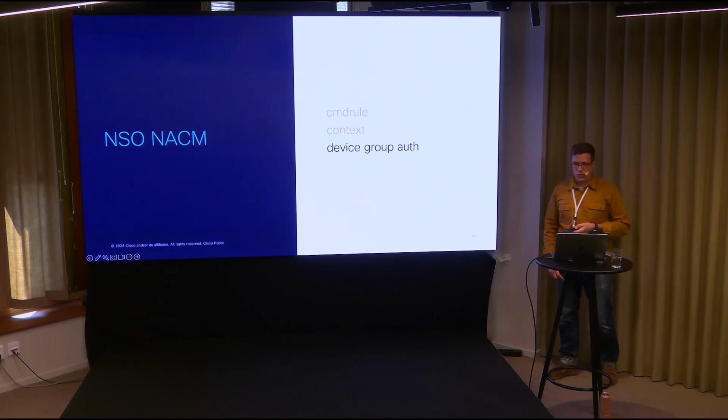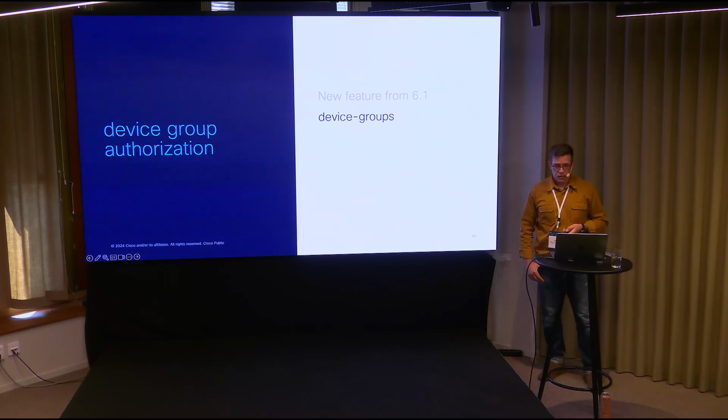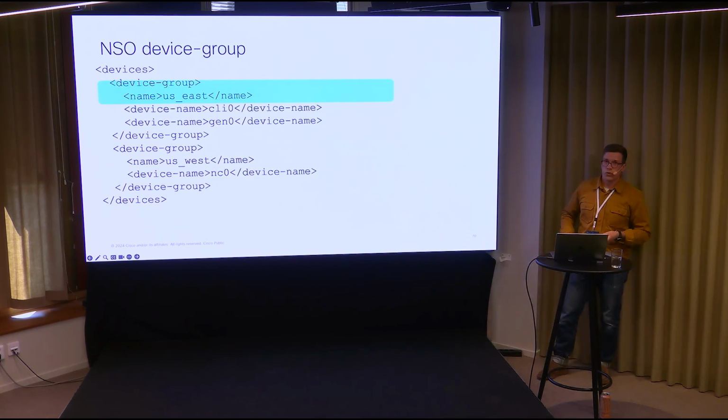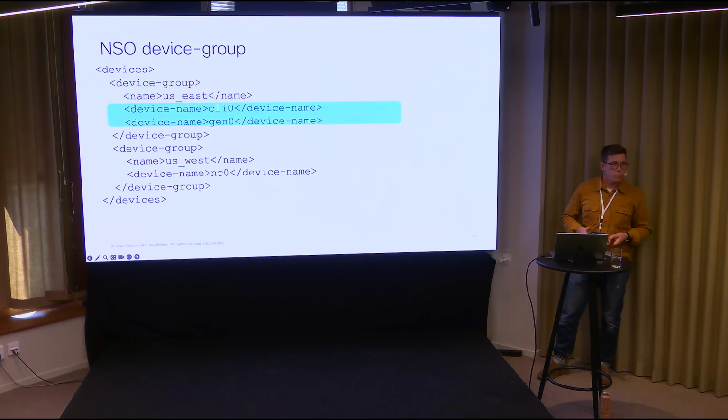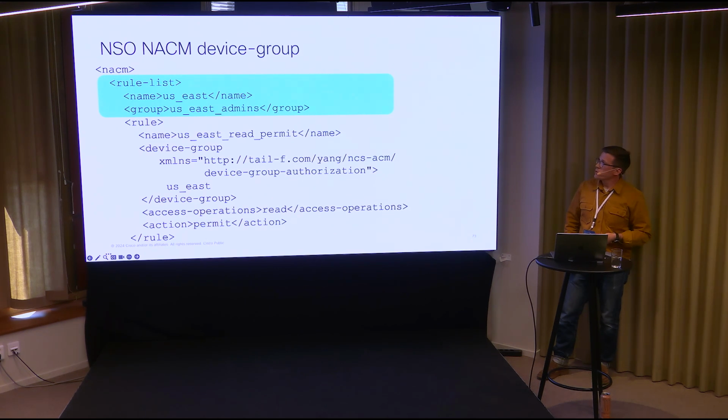Yeah, device group authorization. So you can create device groups with a bunch of devices. This is a new feature from 6.1. Not the device groups, that's old, but that you can write NACM rules on them. A typical scenario is that you have a region where you have a bunch of devices, and then you have some admins that are allowed to operate on that region, but nothing else. So then you collect those devices in your device group. You can have devices, or you can have other device groups listed there. And then you create your NACM rules.